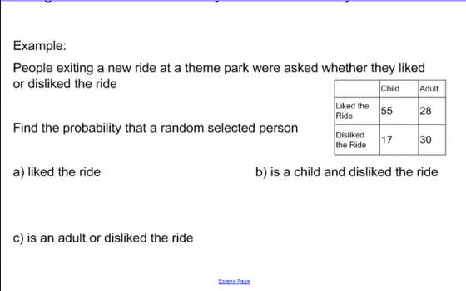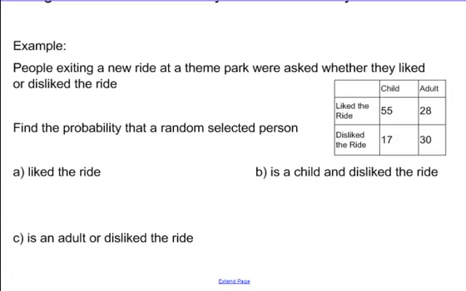So we have people exiting a new ride at a theme park who were asked whether they like or dislike the ride. Find the probability that a random person selected, so random person, we're always going to be random, liked the ride. So if we look at our table, we have 55 kids like the ride and 28 adults like the ride.